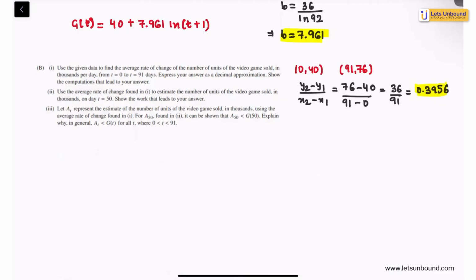Now solving for the second part of the question. Reading the second part, it says, can you use your average rate of change found in 1 to estimate the number of units of the video game sold in thousands on day 50, t equal to 50, and show the work that leads to your answer.